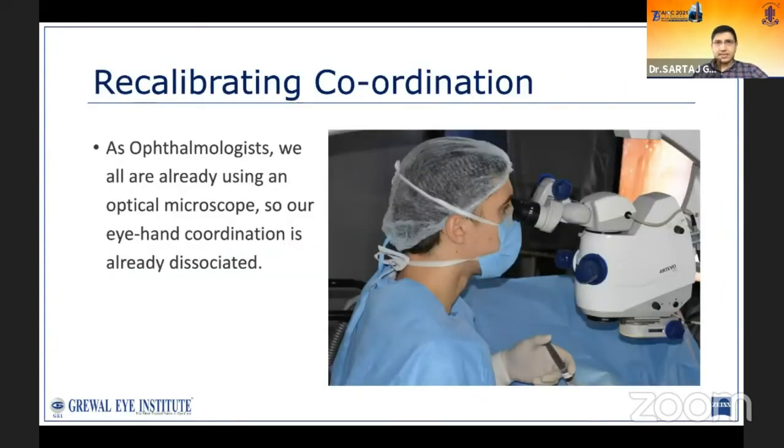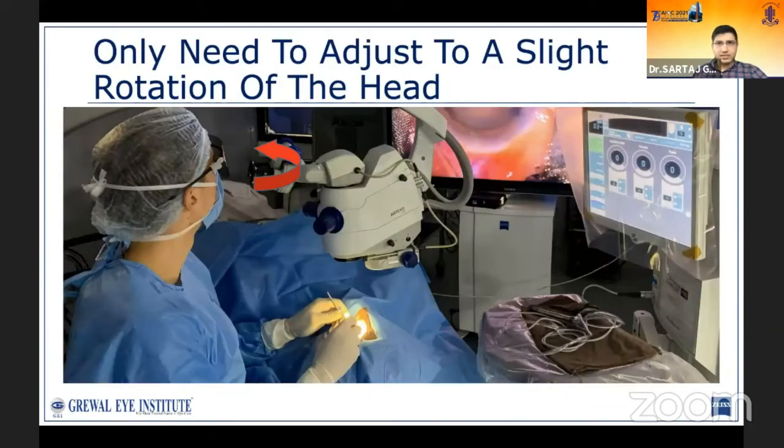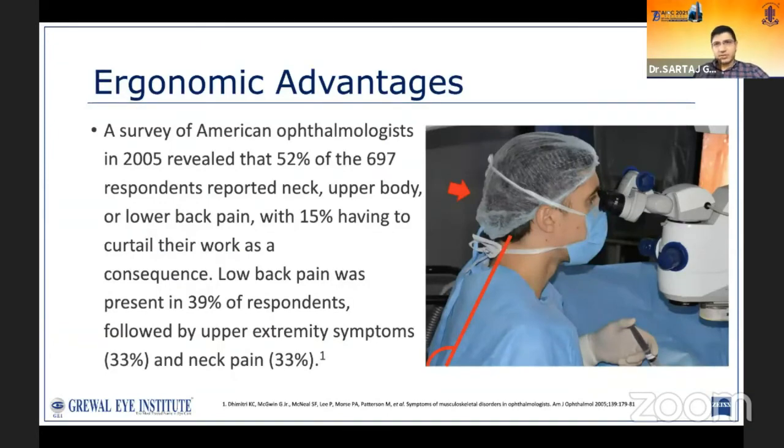Now, as far as the learning curve for heads-up viewing is concerned, one advantage that we all have as ophthalmologists is that we are very comfortable using microscopes. So our eye-hand coordination is already dissociated. We are able to coordinate our eye-hand movements without looking down at them. So the only adjustment that is required is a slight rotation of the head to look at the screen instead of the binoculars. Now, occupational musculoskeletal disorders are very common among ophthalmologists, with more than half the surgeons surveyed in one study reporting neck and back pain. 15% of the surveyed surgeons actually had to curtail their work as a consequence of these problems.